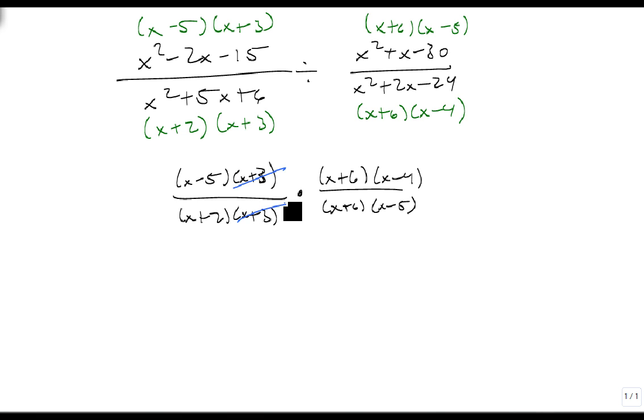Now we look for common factors. We've got an x plus 3, an x minus 5, and an x plus 6, leaving us with x minus 4 over x plus 2.